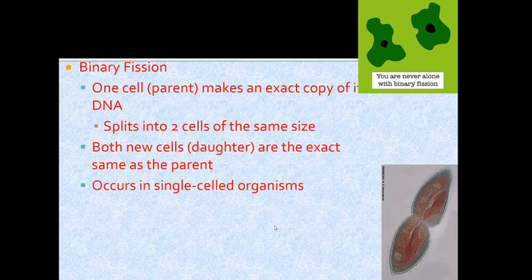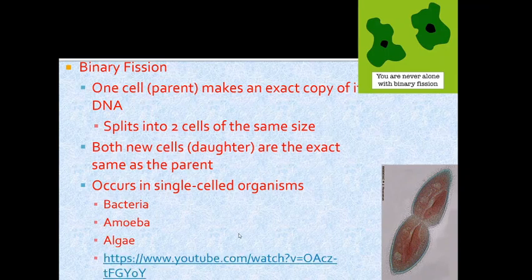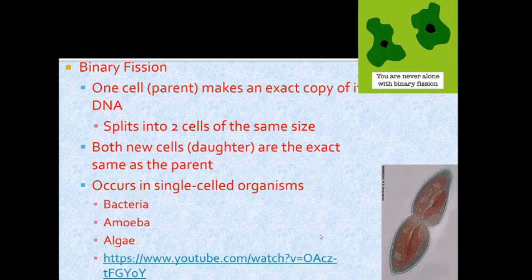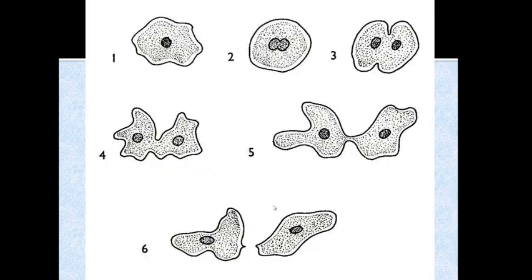So it occurs in single-celled organisms. See the picture here. This is a picture of an organism recreating itself, like a bacteria, amoeba, algae. If you just want to type the code here, you can watch the YouTube videos. So this is the process. It starts from here, and then you will notice there's a cleavage here, meaning they're starting to separate. This is where the DNA is replicated. Now they start to separate. And then at step 6, you have two identical individuals from a single organism.